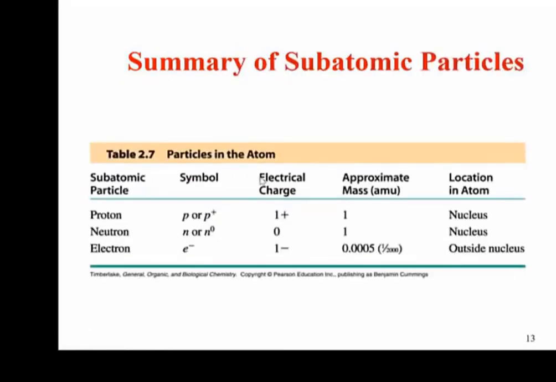So these are the subatomic particles, protons with positive charge. Neutrons, no charge, the mass is almost the same as protons. Electrons have such a tiny mass, they are 2,000 times smaller than protons. So really, mass of atom is mass of nucleus. Electrons have almost zero mass.